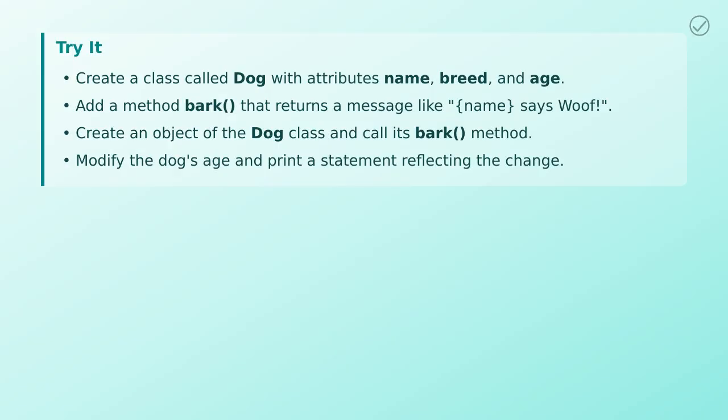Now put what you've learned into practice. First, create a class called dog with attributes name, breed, and age. Also, add a method bark that returns a message like "name says woof." Also, create an object of the dog class and call its bark method. Finally, modify the dog's age and print a statement reflecting the change.